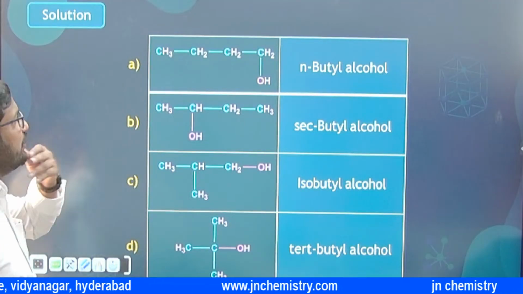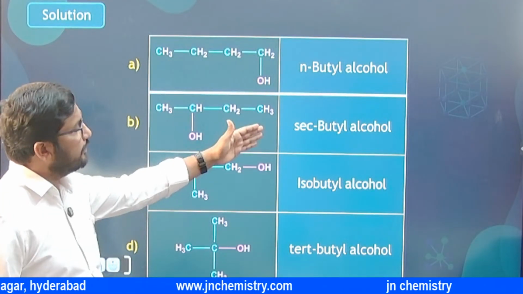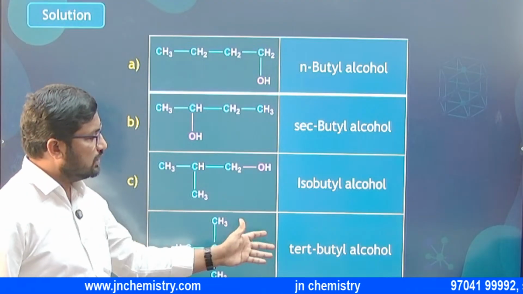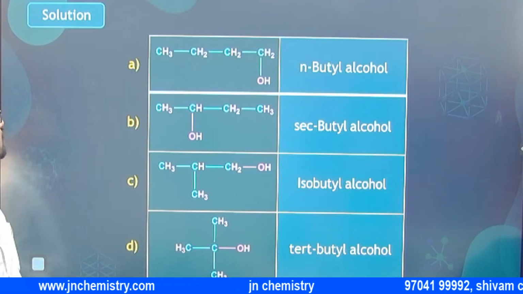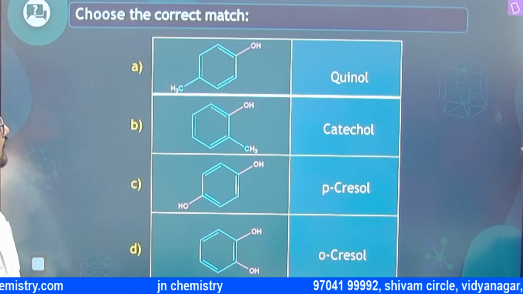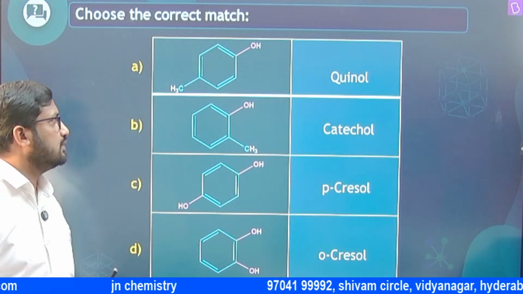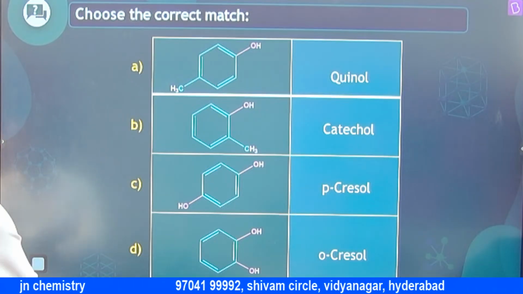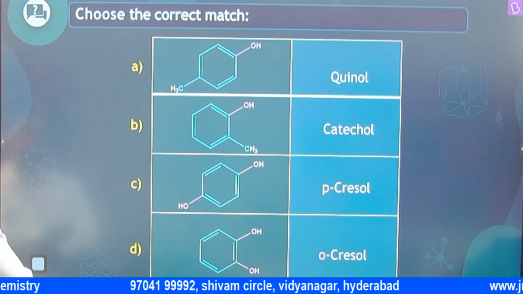So this is N-butyl alcohol. Of course, this is secondary butyl alcohol, isobutyl alcohol. This is tertiary butyl alcohol. Done. Choose the correct match. Correct match. Important.